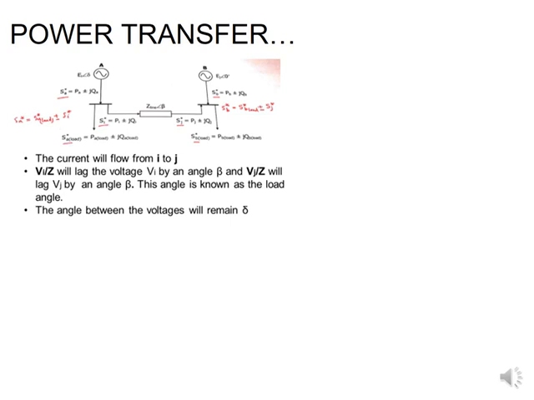Then I'm going to introduce you to a new angle which is called my beta, and this angle really is going to be my load angle, and that angle will be your angle that you get between your Vi over Z and your Vj over Z. So we say that they will lag Vj and Vi by an angle that you call beta.